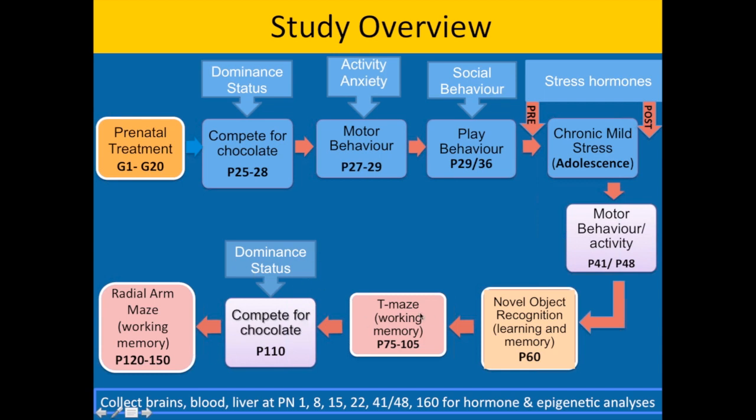And I'll talk a little bit about three of those behavioral outcomes, just to illustrate the kinds of data we have. And then at the end of our study, we terminate the animals, and we can then collect the brains and blood and livers all through the course of development, to look at hormones, to look at brain analysis, brain development, changes in the brain, and genetic and epigenetic changes.